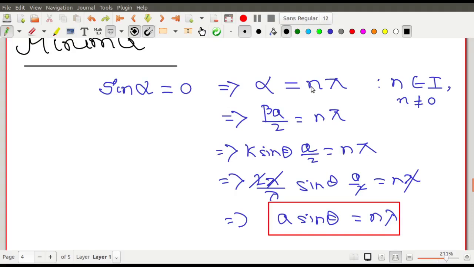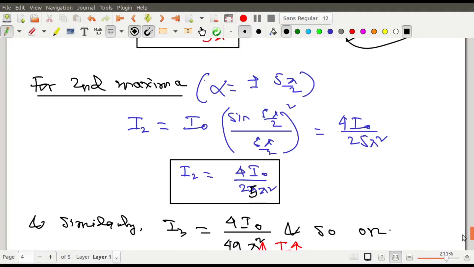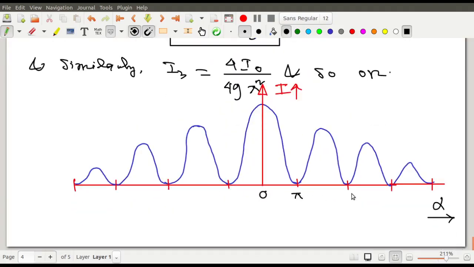So that means the minima points are what? You cannot take n equal to 0. You can take all other integers. That means plus minus pi, plus minus 2 pi, plus minus 3 pi, that is n pi. I have the minima. So this is pi, 2 pi, 3 pi. So these are my minima points. So minus pi, minus 2 pi, minus 3 pi. So in these places we get minimum. So at these particular points we get minima.